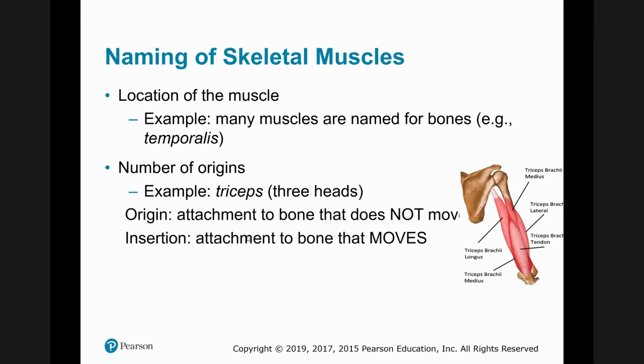Location of the muscles. Many muscles are also named for the bone. The muscle that is present near the temporal bone is known as temporalis. Number of origins: muscles are also named based on the origins. If you have triceps, you have three origins and an insertion. One allows movement, one does not allow movement. Example, triceps will have three heads. So which is 1, 2, and there's one behind it. Okay.